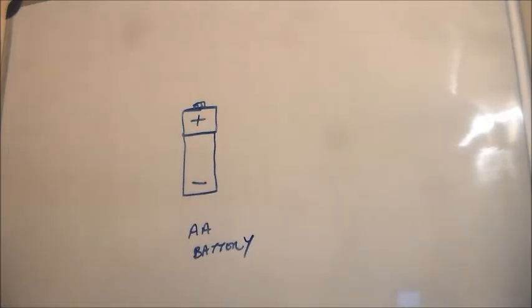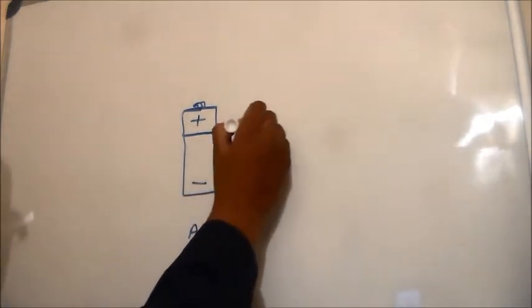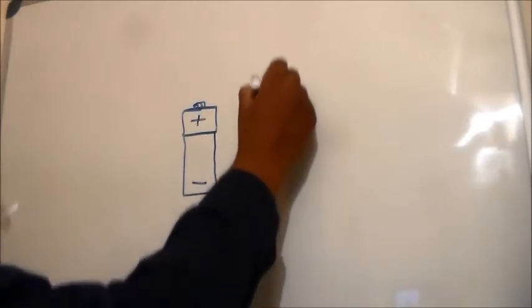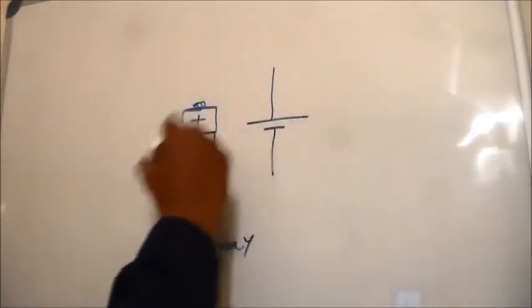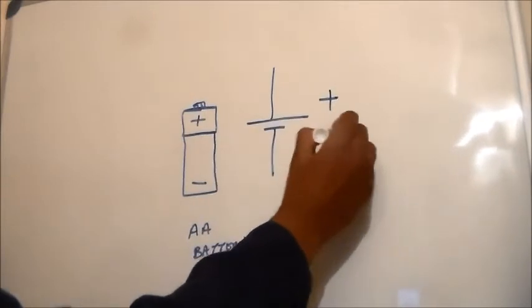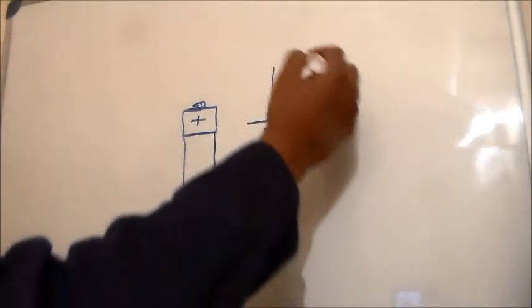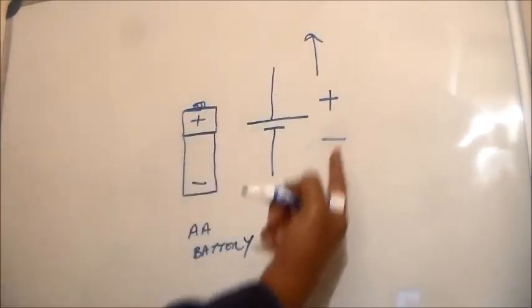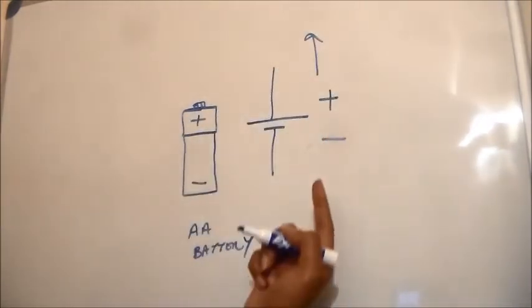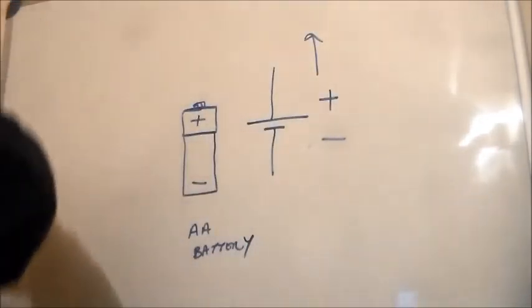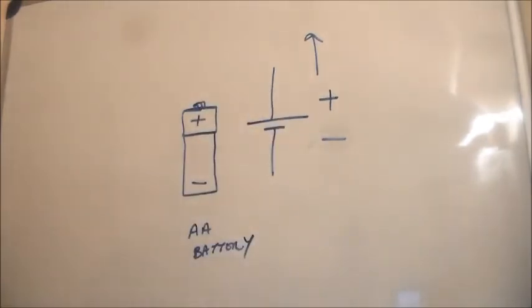How this would look schematically is we would see the battery like that, and you'd have a plus and a minus symbol. For our purposes, we just want to assume conventional flow of the current would be going that way. So the positive side, just imagine the flow going that way. That is called the conventional current. So that's our battery symbol.